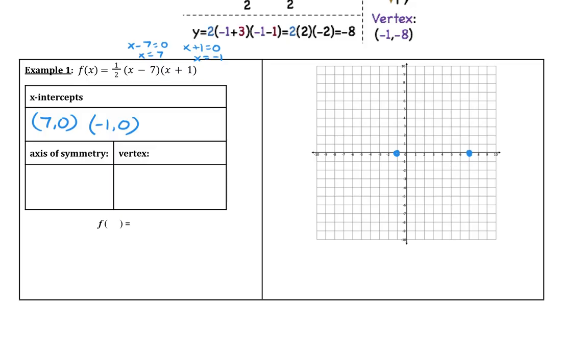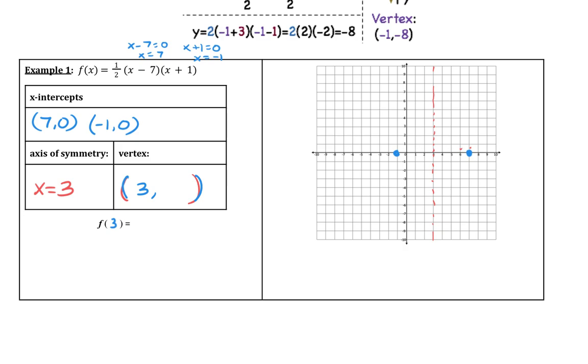Okay, now the axis of symmetry is halfway between. So this is 1, 2, 3, 4, 5, 6, 7, 8 units apart, right? Well, halfway would be 4 units apart. So I'm going to go 1, 2, 3, 4. So my axis of symmetry is here, where x is 3, right? So that means the x value of my vertex is at 3. My vertex is (3, something).